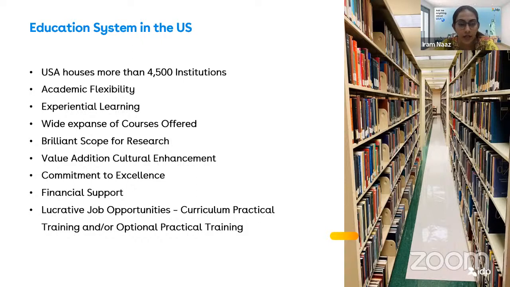Commitment to enhance excellence and financial support. What financial support means is, if a student comes from a middle class background or something, there are budget friendly universities which are going to offer him a course. He can complete 2 years in 16 lakhs to 25 lakhs.